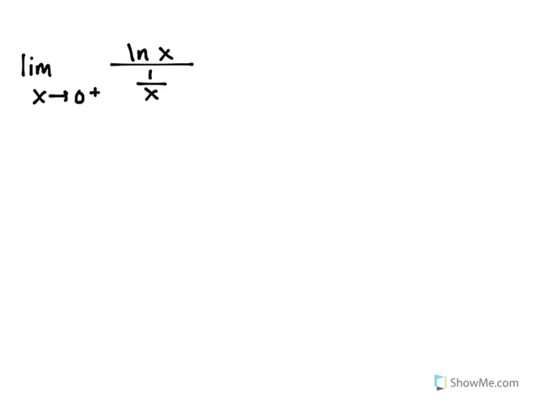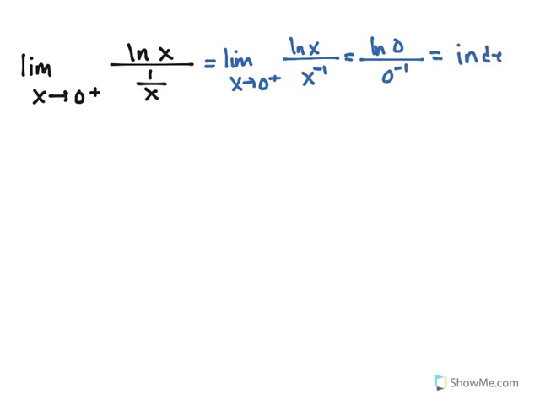Let's try one more here. The limit as x approaches 0 from the positive side of ln of x over 1 over x. So I'm going to rewrite that because I don't like fractions if I don't have to have them. Limit as x approaches 0 from the positive side of ln of x over x to the negative 1. If I fill it in, I get ln of 0 over 0 to the negative 1, which happens to be indeterminate.